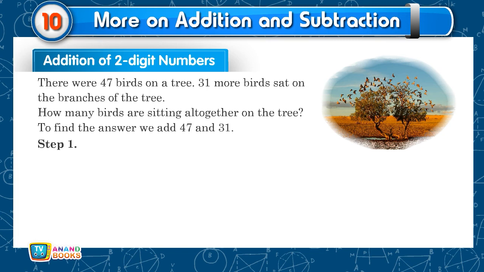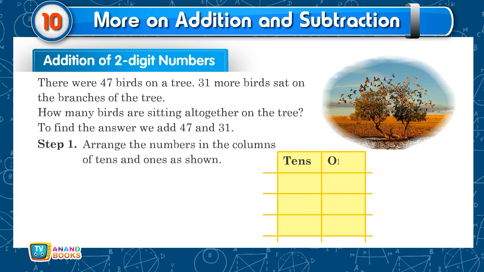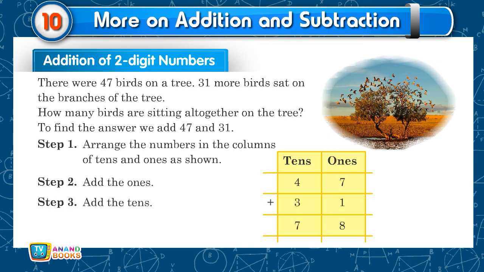Step 1. Arrange the numbers in the columns of tens and ones as shown. Step 2. Add the ones. 7 plus 1 is 8. Step 3. Add the tens. 4 plus 3 is 7. So, there are 78 birds on the tree.